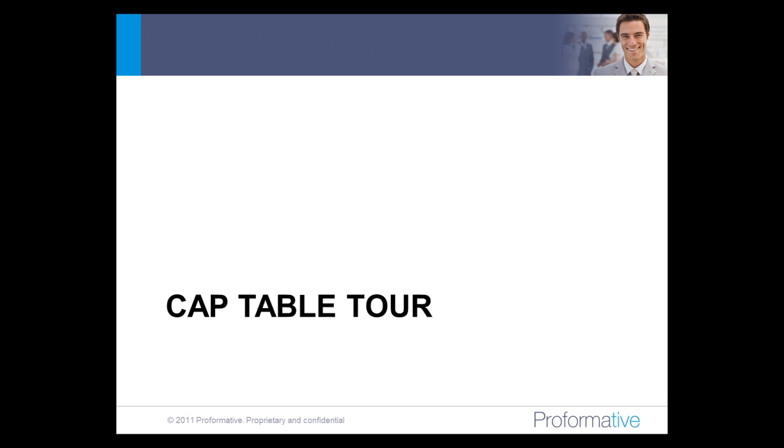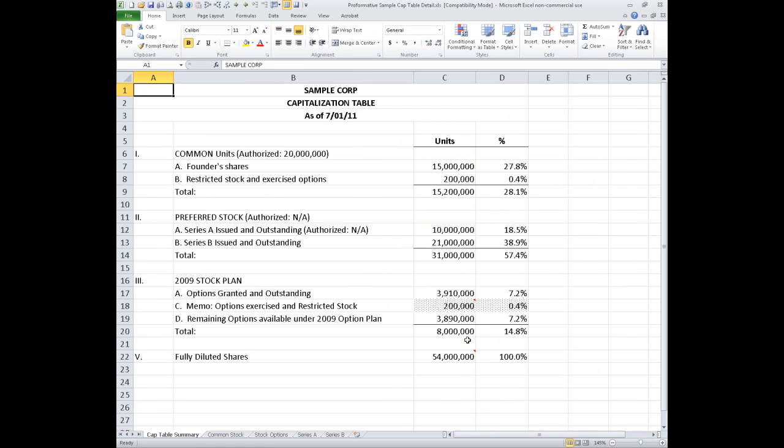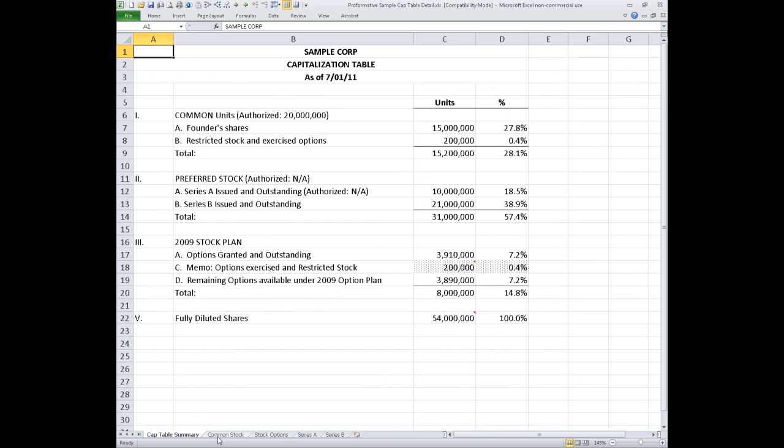Okay, enough of that introductory stuff, and sorry that went so long, but there's an awful lot of detail to cover here. Let's go ahead and take a quick look at a cap table. I'm going to do a run through this. Let me go ahead and make that a little bit larger on your screen. Let's do a quick tour here. First off, let me shut that bar down. This is a sample cap table summary.